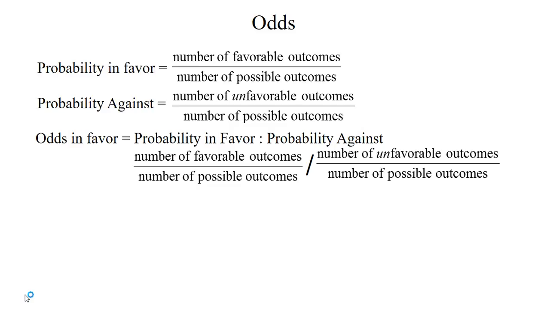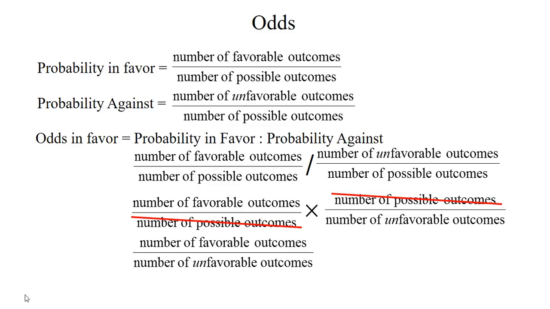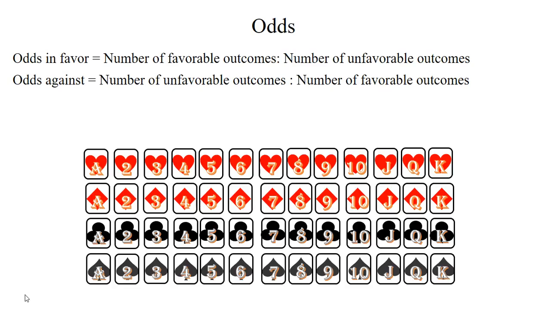Now we're going to divide by multiplying by the reciprocal. And now you can see that the number of possible outcomes cancels out. And we're left with the number of favorable outcomes compared to the number of unfavorable outcomes. We're going to rewrite this using the colon, and we have the odds in favor is the number of favorable outcomes compared to the number of unfavorable outcomes. When you're looking at odds against, you're comparing it in reverse. So you're going to put the number of unfavorable outcomes first and the number of favorable outcomes second.